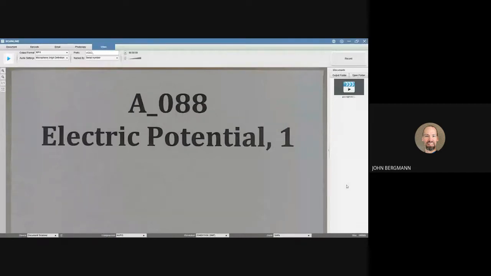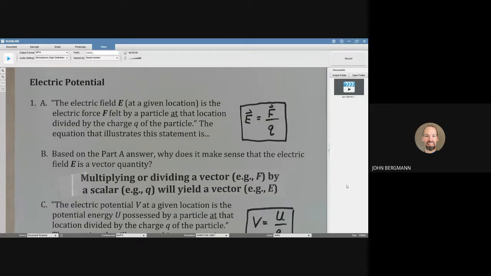This video is on electric potential. The electric field E at a given location is the electric force F felt by a particle at that location divided by the charge Q of the particle, and the equation that illustrates that is right there.